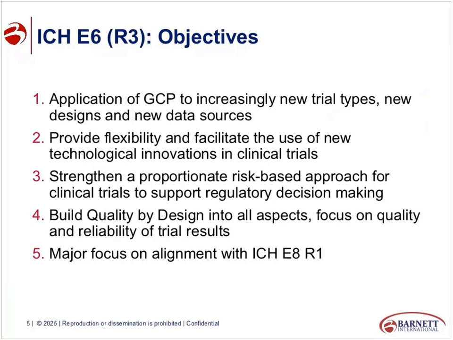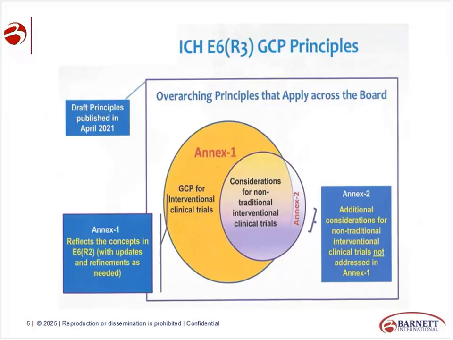And so the ICH Revision 3, their objectives were that this is to be an application of good clinical practice to increasingly new trial types, new designs, and new data sources. It's to provide flexibility and facilitate the use of new technology innovations in clinical trials. It's to strengthen a proportionate risk-based approach for making clinical trials to support regulatory decision-making and build quality by design into all aspects, focused on quality and reliability of trial results, and it was to focus in alignment with the ICH E8 Revision 1.